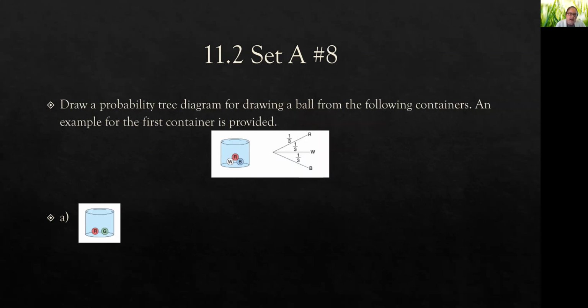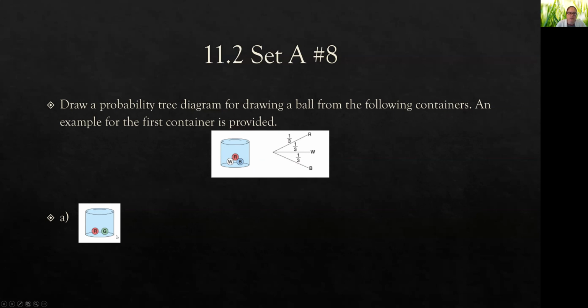Number 8 says, draw a probability tree diagram for drawing a ball from the following containers. An example for the first container is provided. So here, the only difference is now that we're going to put probabilities on our branches. So there's 3 different colors of balls. There's red and white and blue, and there's 1 of each color. So the probability that we draw out a red is a third. The probability that we draw out a white is a third. And the probability that we draw out a blue is a third. So that was the example.